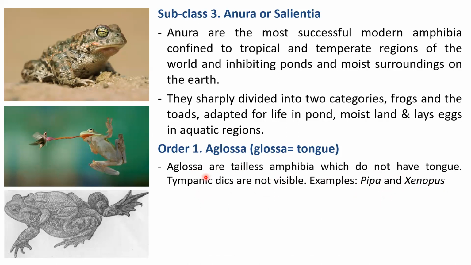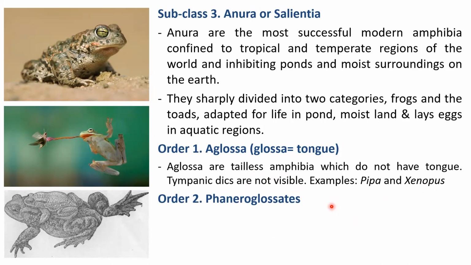Some of the species are noted to be tailless amphibians which do not have a tongue. So some species don't have a tongue, but some species show a tongue, and also the tympanic disc is not visible. The tympanic disc is not visible, and the examples of that are the Pipa frog and Xenopus type of frogs. These are two examples from this order.